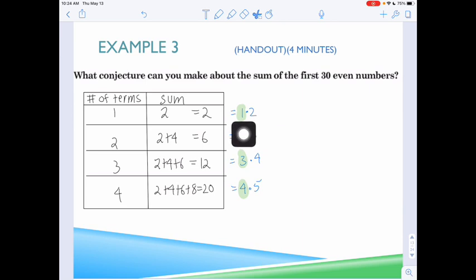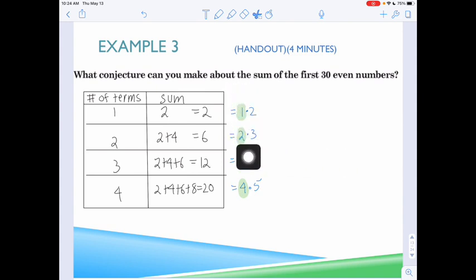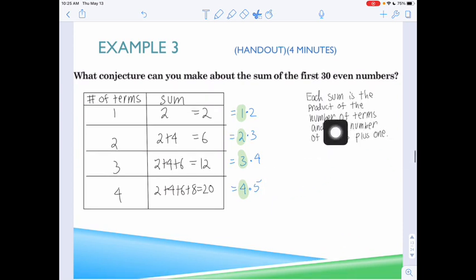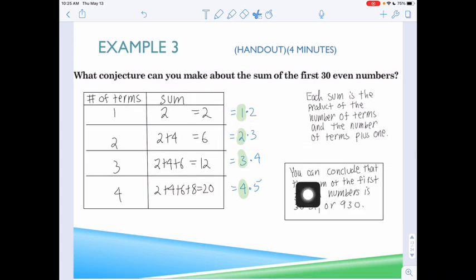Another thing to note is that we have the number 1 and we're multiplying it by the next consecutive number 2. When we have the number 2, we multiply by the consecutive number 3 to get 6, and so on. Sometimes finding patterns like these is a little difficult, and as you can see, I tried multiple different patterns before I got to the final one. So it's okay if you don't get to the final pattern right away. It might take a few tries. The final pattern that we did find is that each sum is the product of the number of terms and the number of terms plus 1. Therefore, you can conclude that the sum of the first 30 even numbers is 30 times 31, or 930.